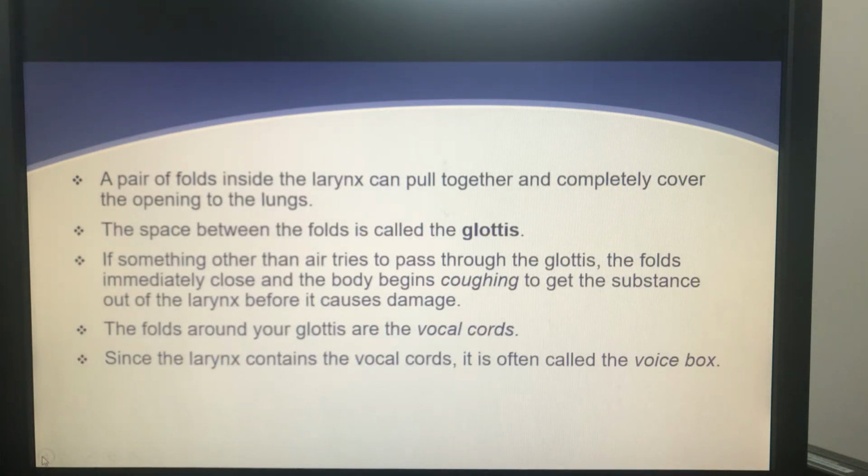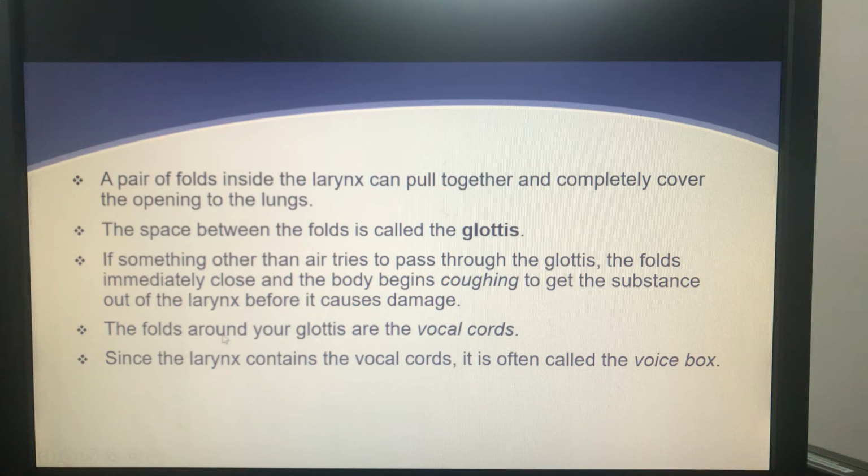Alright, so a pair of folds inside the larynx can pull together and completely cover the opening of the lungs. The space between those folds is called the glottis. If something other than air tries to pass through, it's going to immediately cause you to cough. And again, that's so no damage happens by food or drink.